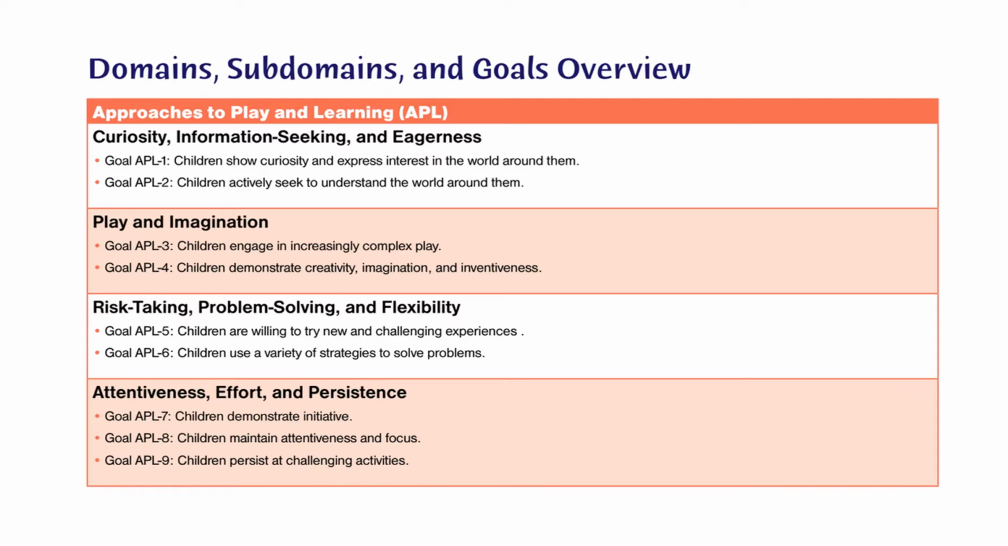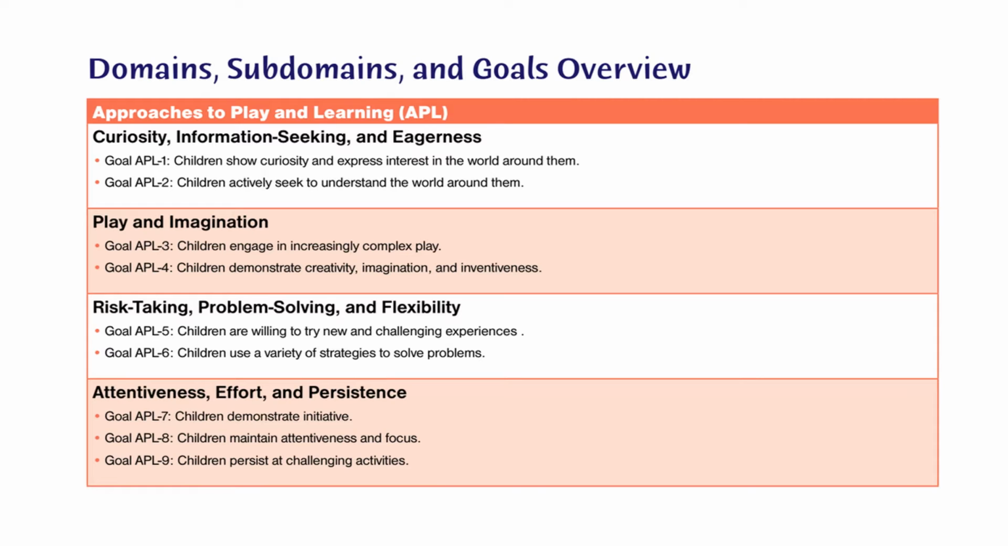category. Again, using the abbreviation, you would write the goal as APL 1, and that would indicate to your instructor that you understand that it is the approaches to play and learning domain, which falls under curiosity, information seeking, and eagerness, and is goal number 1. Children show curiosity and express interest in the world around them.